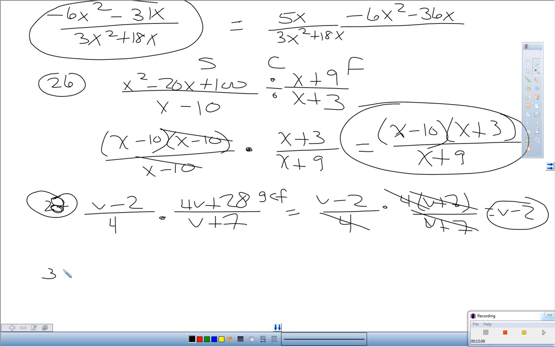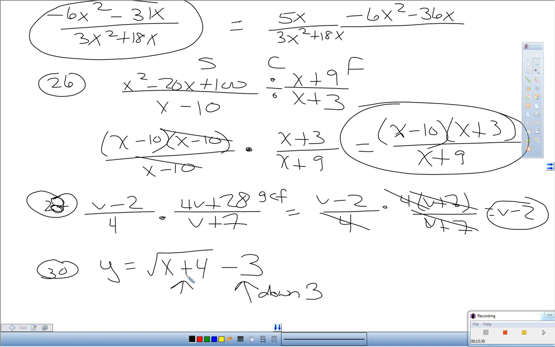So for number 30, it wanted you to graph y is equal to the square root of x plus 4 minus 3. Now, it's been a while since we did one of these, but if you remember, the number on the outside means it's going to move up or down. So since that's a negative 3, what do you think that means, up or down? Down 3. The inner number is left or right, but you got to think opposite. So since that's a plus 4, I'm going to move it to the left 4.